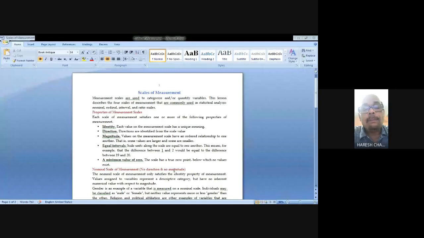And it has two levels of formality, 0.05 and 0.01. And it is noted in statistics as P. Whenever you report any statistical finding, you say P is less than 0.05. Am I audible?